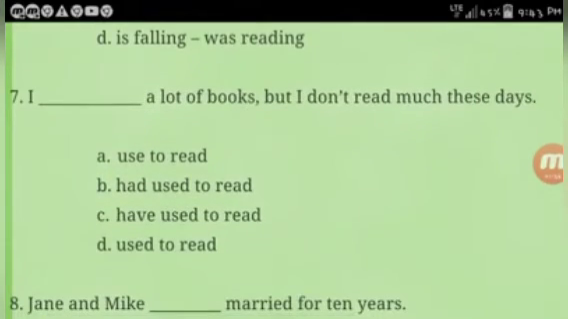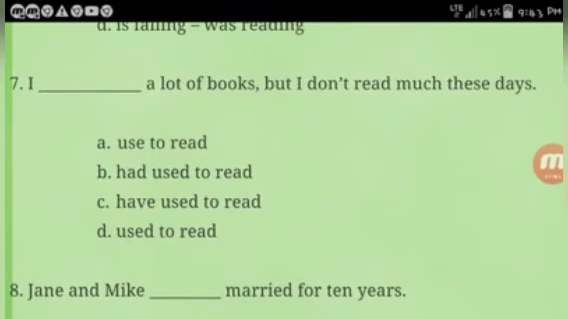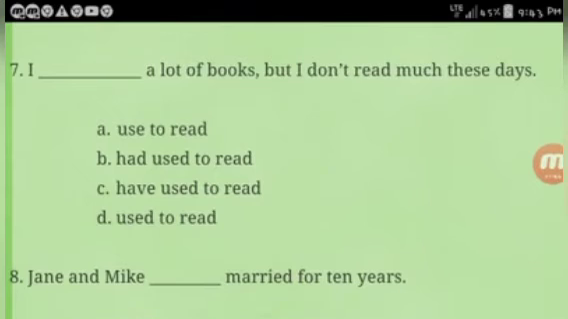Next, number 7, I blank a lot of books, but I don't read much these days. So here we have the usage of used to. So you say I used to read a lot of books, but I don't read much these days. Used to plus base form is an action that you were always doing in the past, but you are not doing these days, or at present. Okay, so the answer here is letter D.